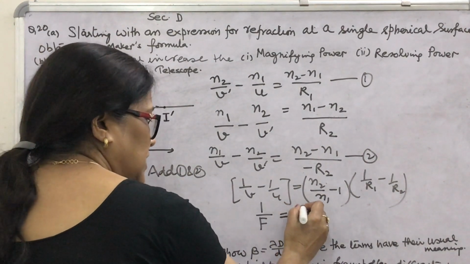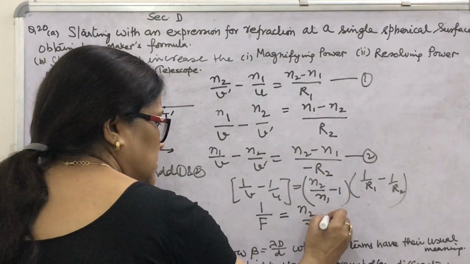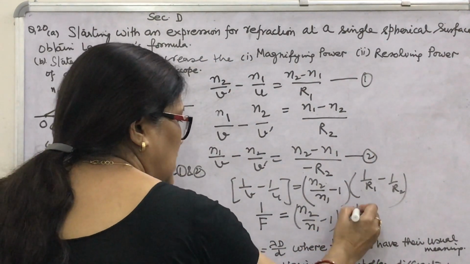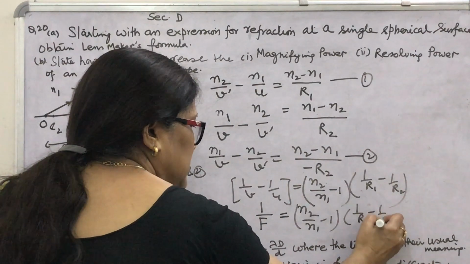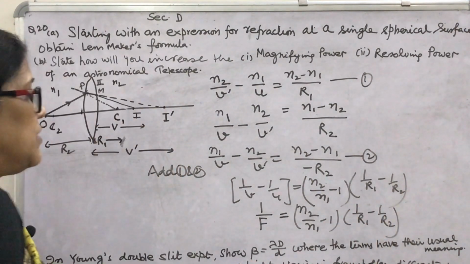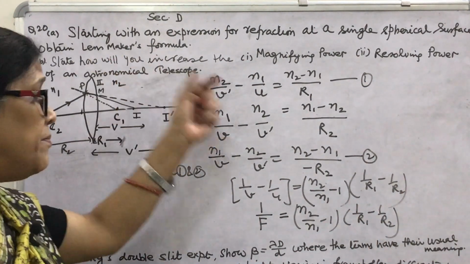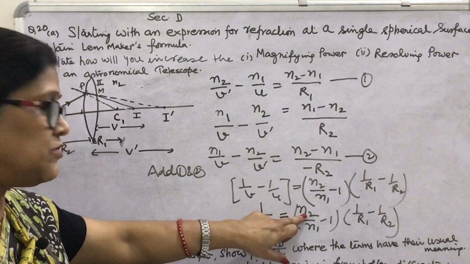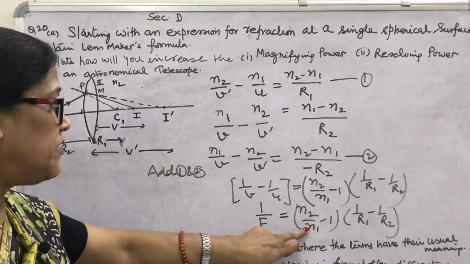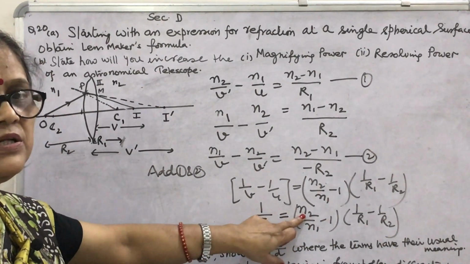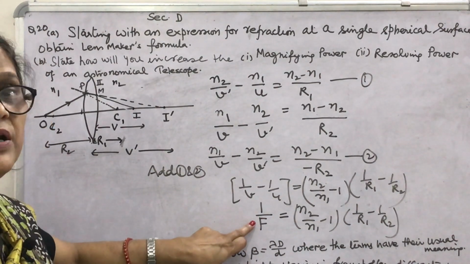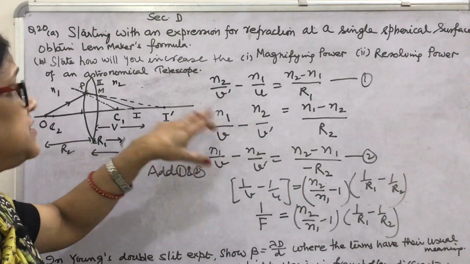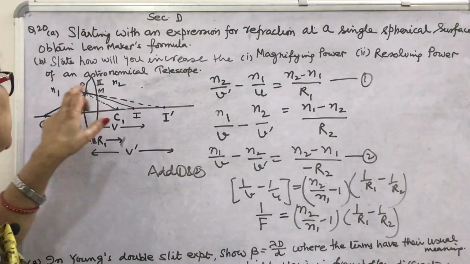So this is the expression which was to be derived. This is called lens maker's formula. Why is this called lens maker's formula? Because a lens is made by knowing the values of the radii of curvature and the refractive indices of the material of which the lens is made and of the surrounding. So how much will be the focal length of that lens? That's why it is used to design the lens. It is called lens maker's formula.